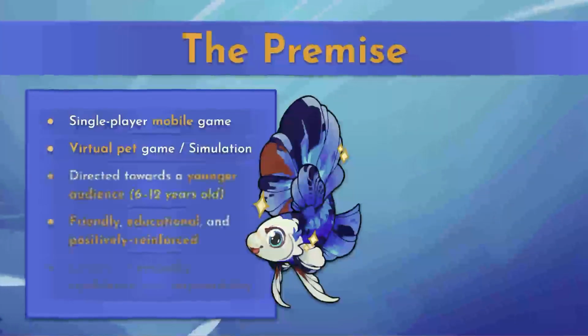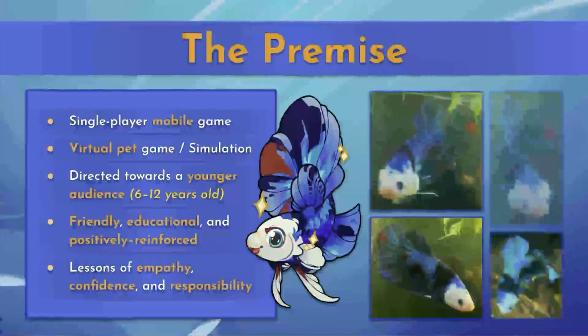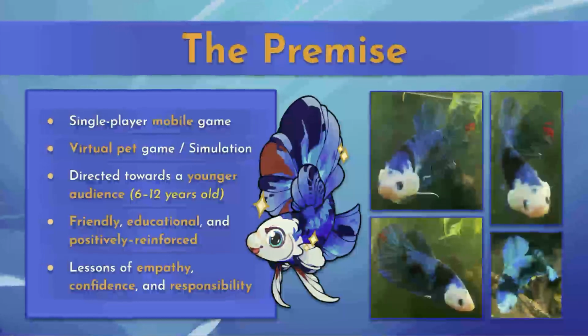So the premise of this game is that it is a single-player mobile game. Ideally, it will be on a tablet platform. It is a virtual pet game in the simulation genre, directed towards a younger audience, with the target audience being 6 to 12 years old. It takes a friendly, educational, and positively reinforced approach to the game design and weaves lessons of empathy, confidence, and responsibility within the gameplay experience.